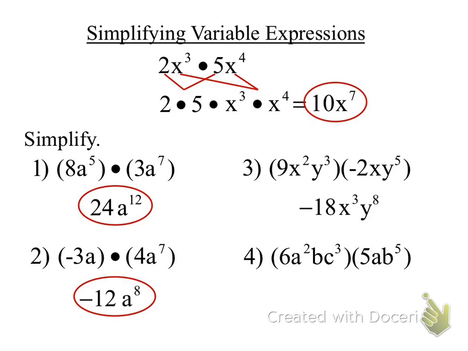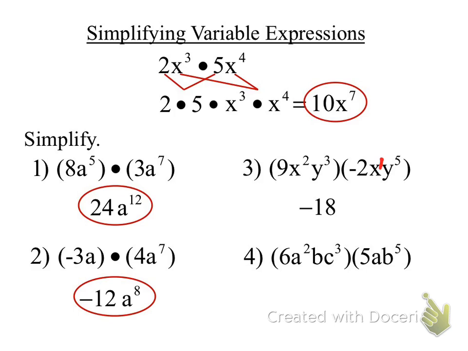Okay, first of all, you're not seeing... Let's go back. You're not seeing that this is an exponent of 1. That's the first thing. And secondly, you're combining unlike bases. The rule is only for like bases.